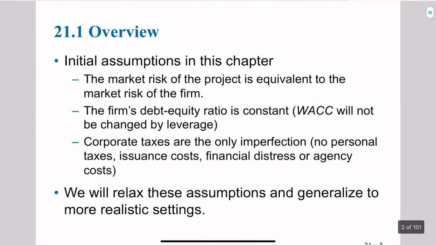Okay, so let's start. First, to make things simple, we want to make some initial assumptions. First, we assume the market risk of the project is the same as the market risk of the firm. Why do we need this kind of assumption? Well, obviously it's for simplicity, but the reason is it's relatively easier to calculate the market risk of the firm. And generally you can imagine that an individual project will have different risk compared with the risk of the firm. So by making this assumption, we can pretty much use the cost of capital for this firm as the cost of capital for this project, right? So it really simplifies things.